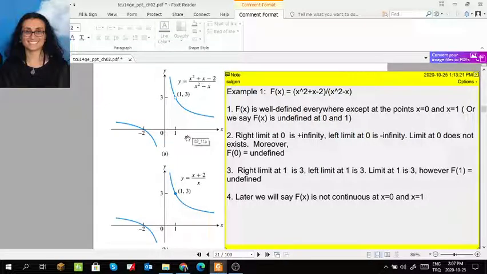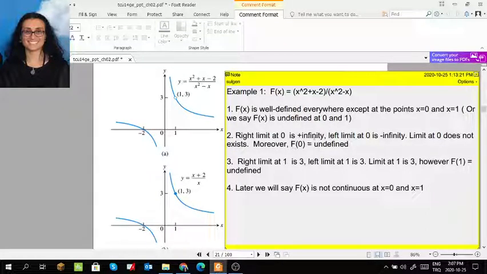Let's look at the right limit at 0. Right limit at 0 is plus infinity, and left limit at 0 is negative infinity, and the limit at 0 does not exist. And we are saying F of 0 is undefined, moreover. How about the right limit at 1? It is 3. When you get close to it, it is 3. What's the left limit at 1? It is 3 again. So the limit at 1 is 3. However, F of 1 is not assigned any number, so F of 1 is undefined.